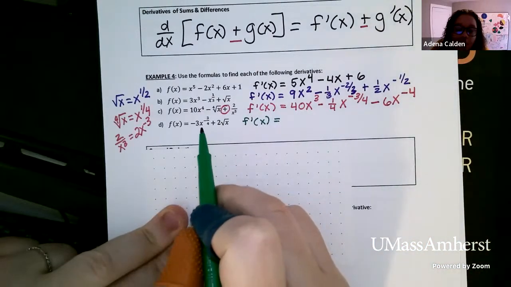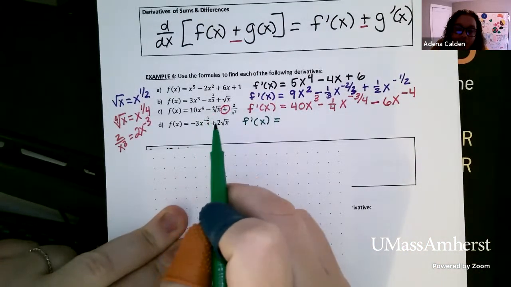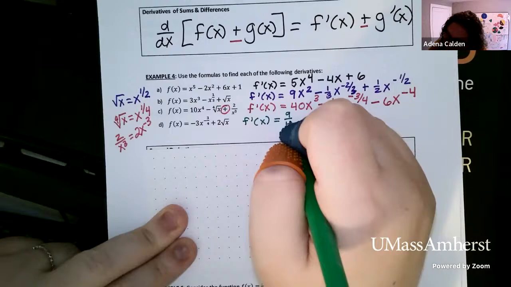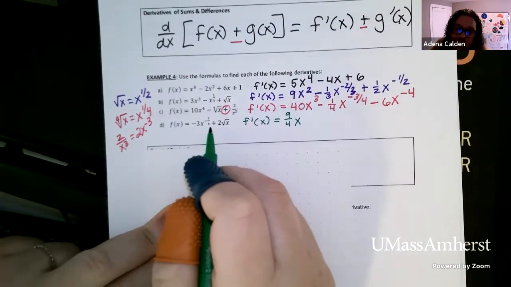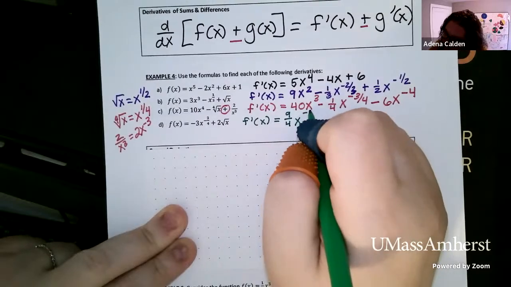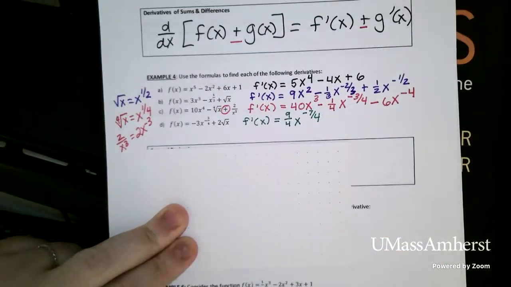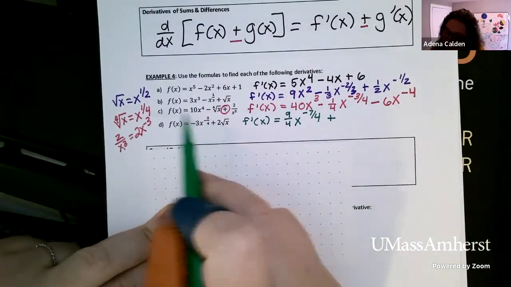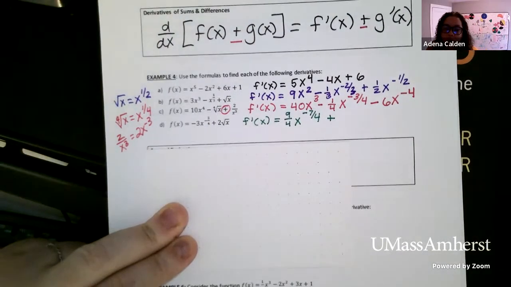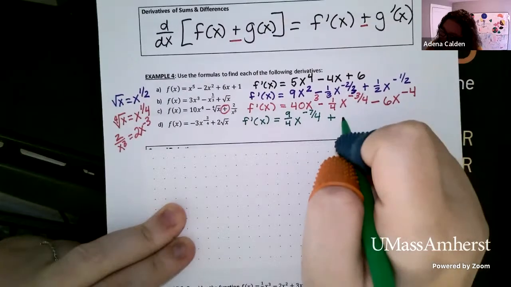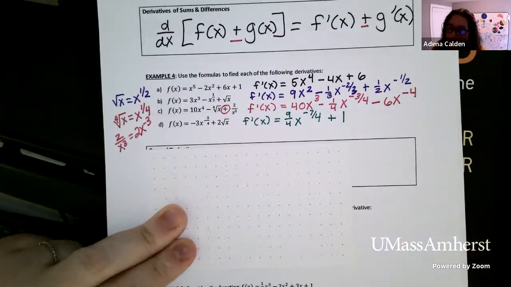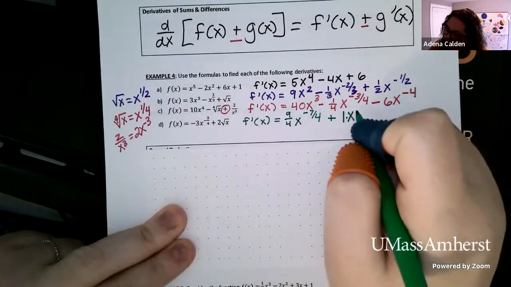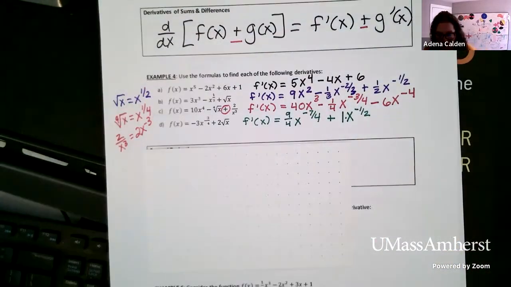Okay, so the first term here, I have a negative 3, and I'm multiplying it by a negative 3/4. So the negatives are going to cancel, and I'm going to get 9/4 x. Now negative 3/4 minus 1 is negative 7/4. Okay, and then plus, so 2 square roots of x is 2x to the 1/2. So when the 1/2 comes down, it's going to multiply that 2, and 1/2 times 2 is going to give me a 1x. And then 1/2 minus 1 is going to give me negative 1/2.